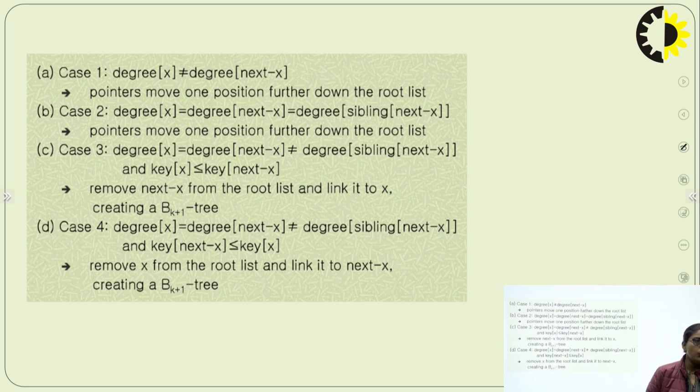What are cases 3 and 4, which are important? If the degree of x is equal to the degree of next of x and not equal to the degree of sibling of next of x, we do the link. What is the criterion of linking? As we know, in the binomial heap we follow the min-heap property. So obviously the root node has the lesser key, and the one with the greater key goes to the leftmost child. Similarly in case 4, if the key of next of x is smaller, obviously the root becomes next of x.